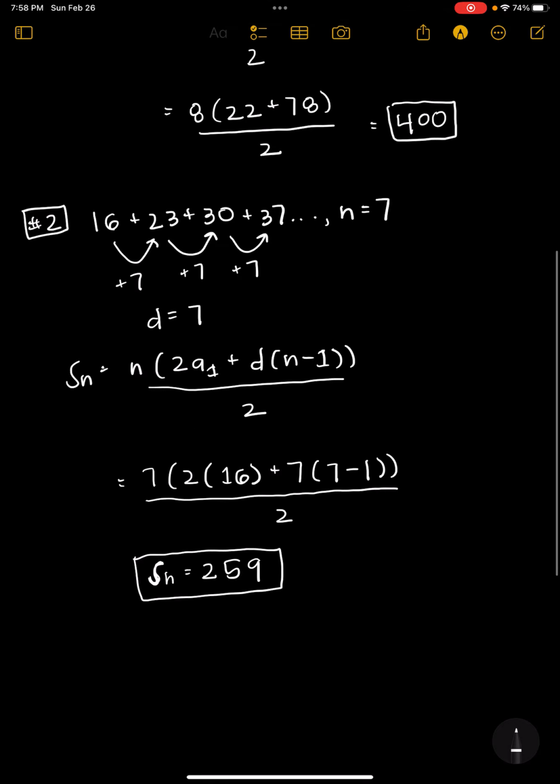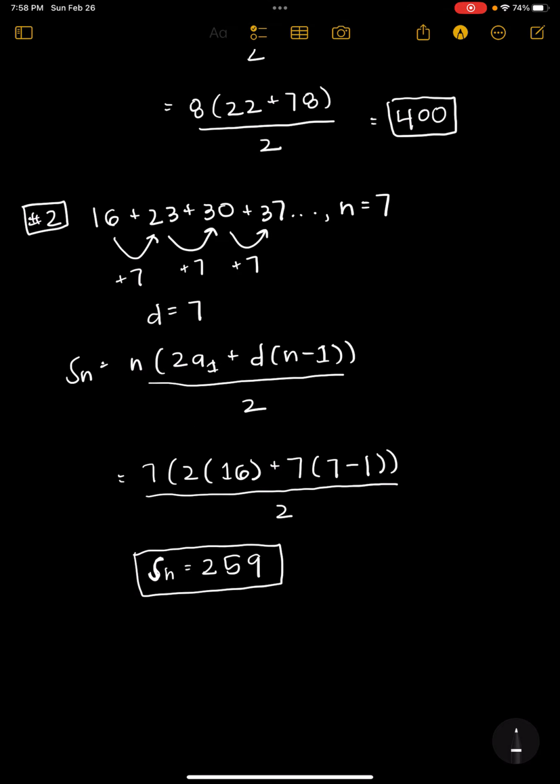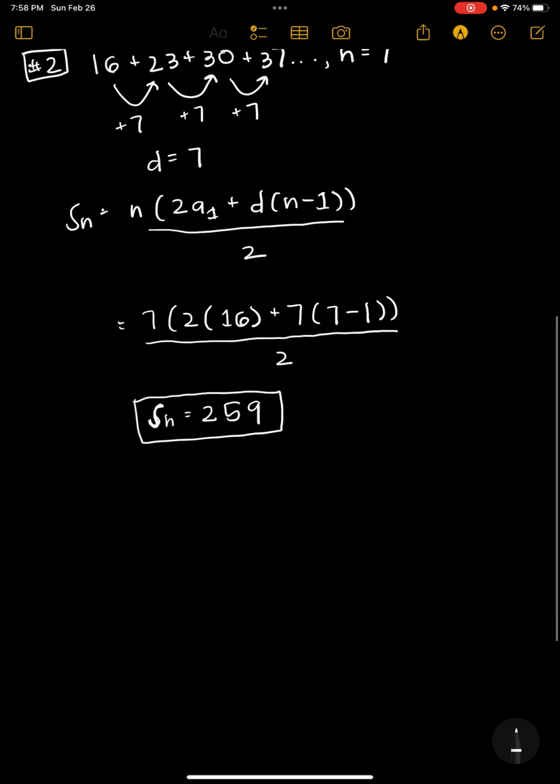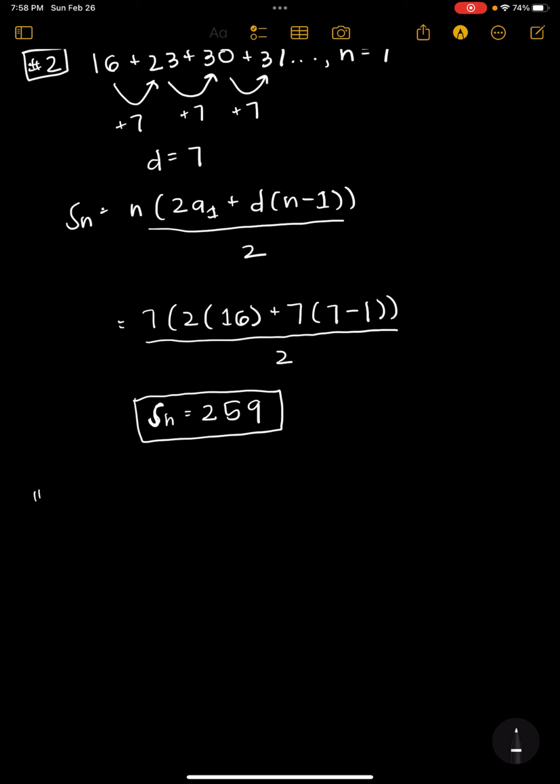And that just shows we're finding the sum, not a specific term. Okay, let's do another example like that. So this next example is -43 plus -53, and so on. And we know that n is equal to 16.